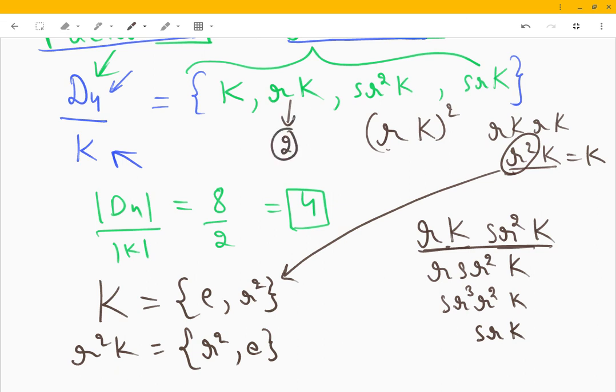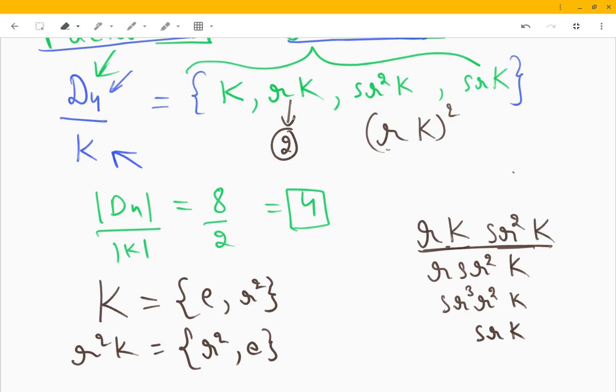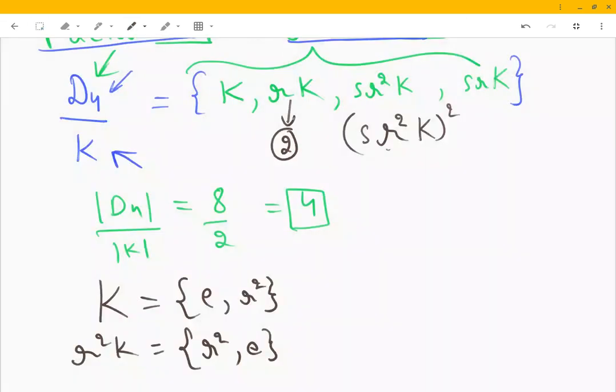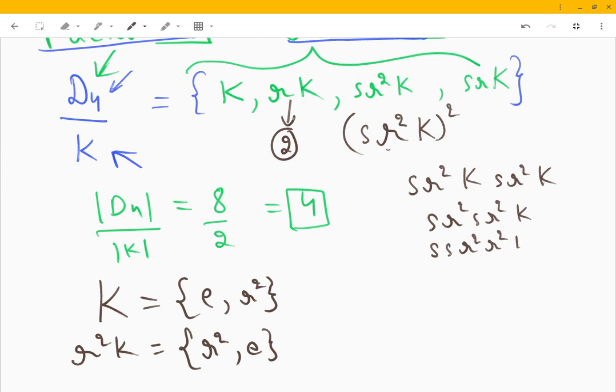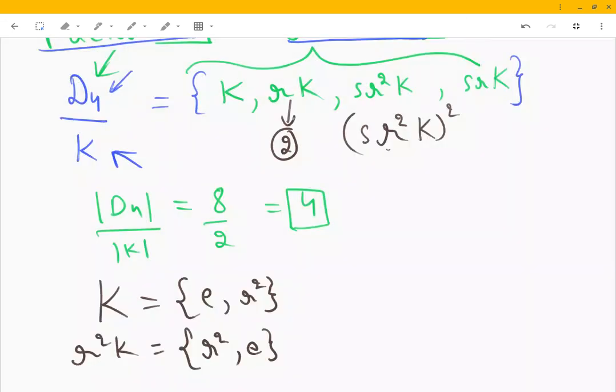I'm writing order like this. Its order is 2. Let's find the order of SR square K. If I square it, I will get, let me make space, SR square K times SR square K, which is SR square R square K. This is identity. R square is R4, again identity. K, we again get K. So interesting. This thing also has an order 2.